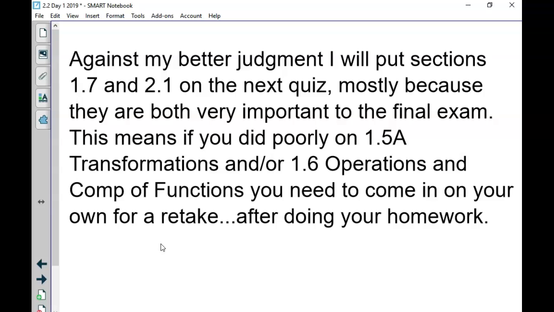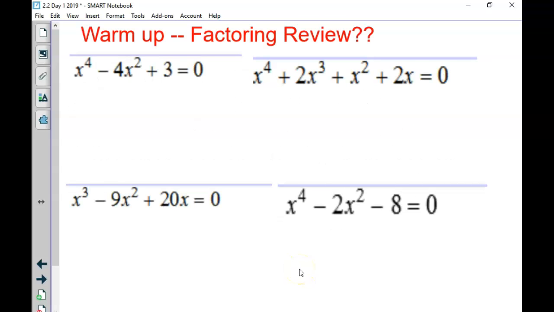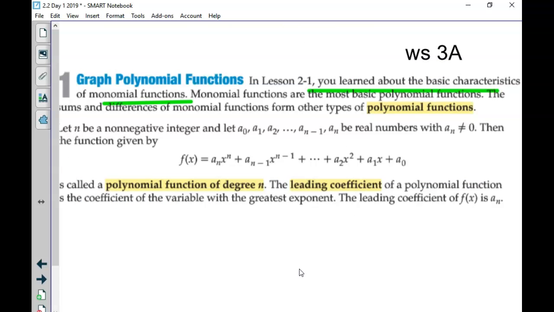All right, I already talked about this, but I put 1.7 and 2.1 on the next quiz. Okay, if you did poorly on transformations or 1.6, you need to come in on your own time. I'm skipping those today because we just practiced factoring. All right.